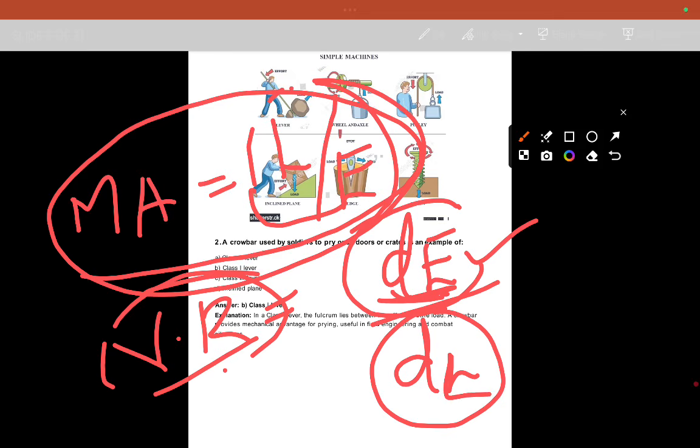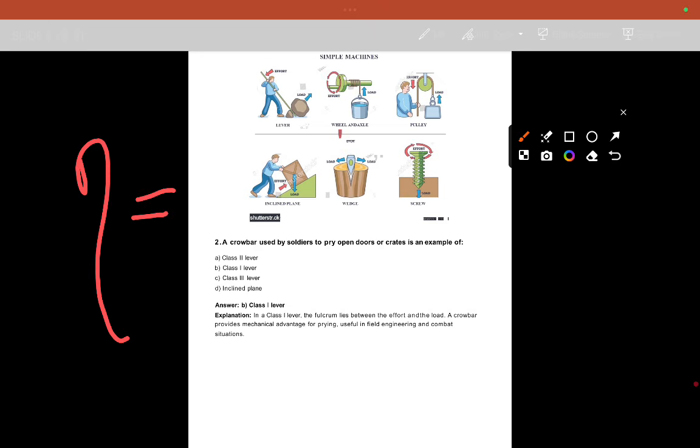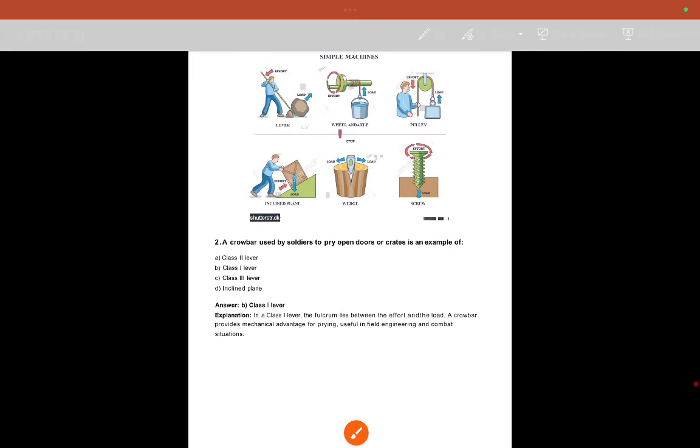dL is nothing but the distance traveled by the load. And one more term is efficiency. Efficiency we generally represent by eta. Efficiency is nothing but mechanical advantage divided by velocity ratio, times 100%. This is the concept of efficiency: output to input. Okay, clear? These are some terms related to simple machines.